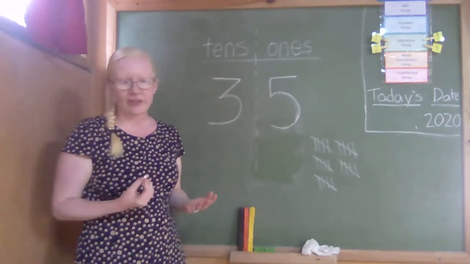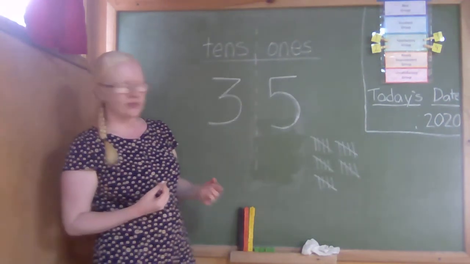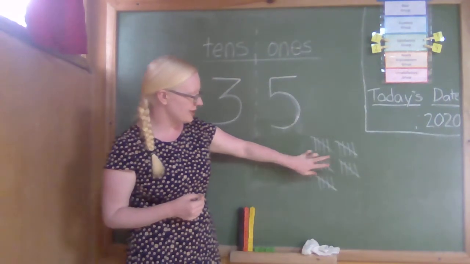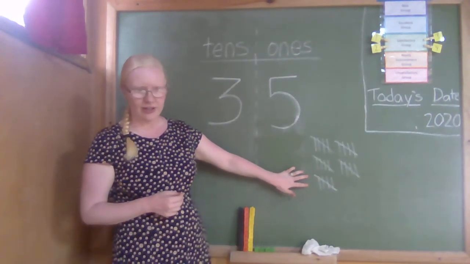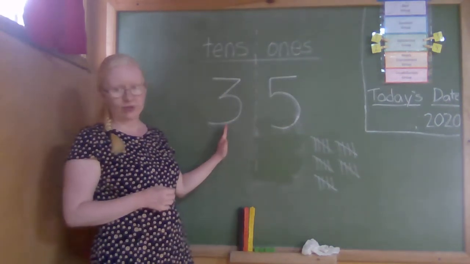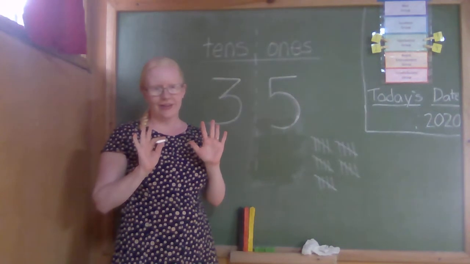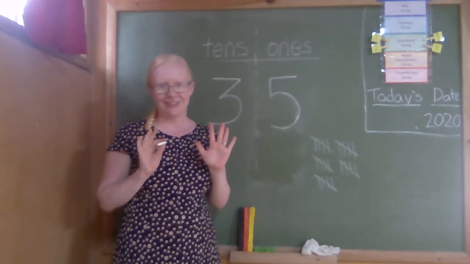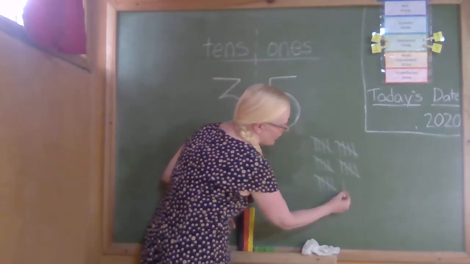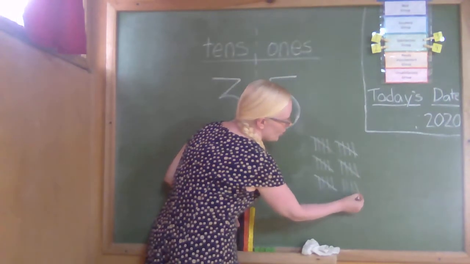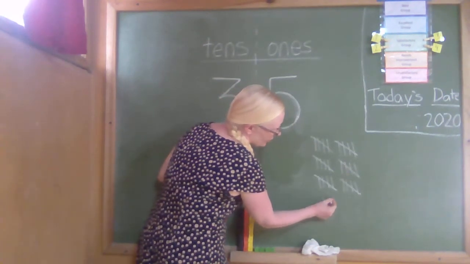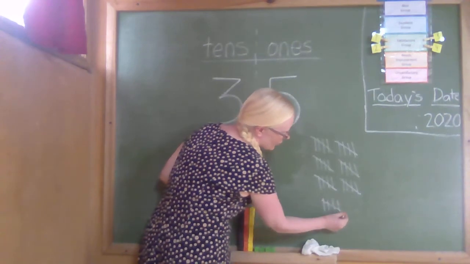25. Do I have enough? Let's count and see. 5, 10, 15, 20, 25. Do I have enough? I don't. I need 35, so I need 10 more. How many groups of 5 is 10? 2 more groups of 5. Here we go. 1, 2, 3, 4, 5. There's one group. One more. 1, 2, 3, 4, and 5.